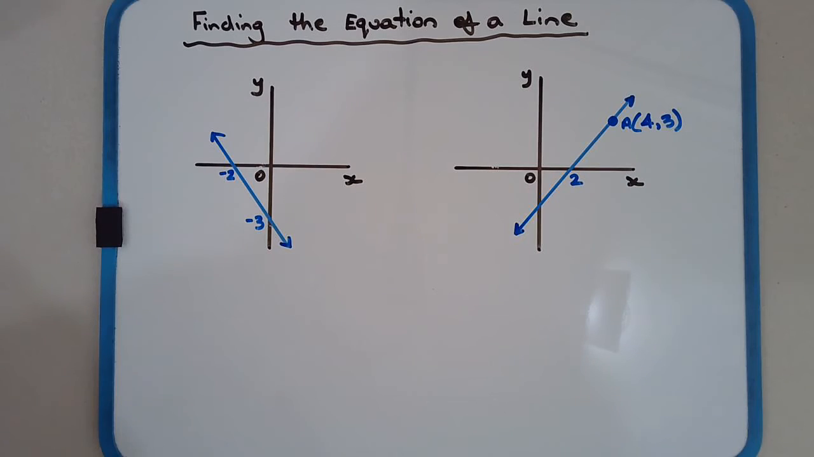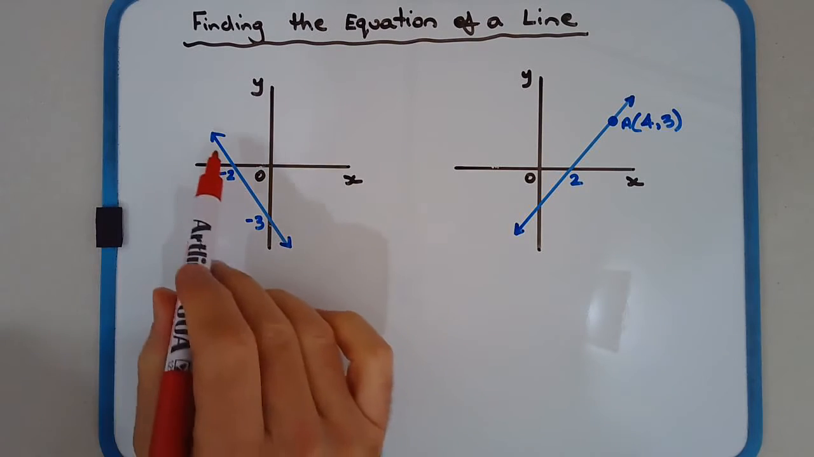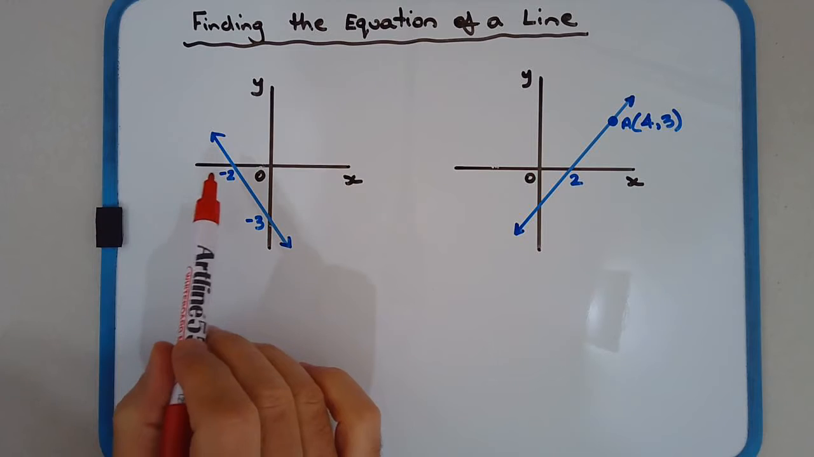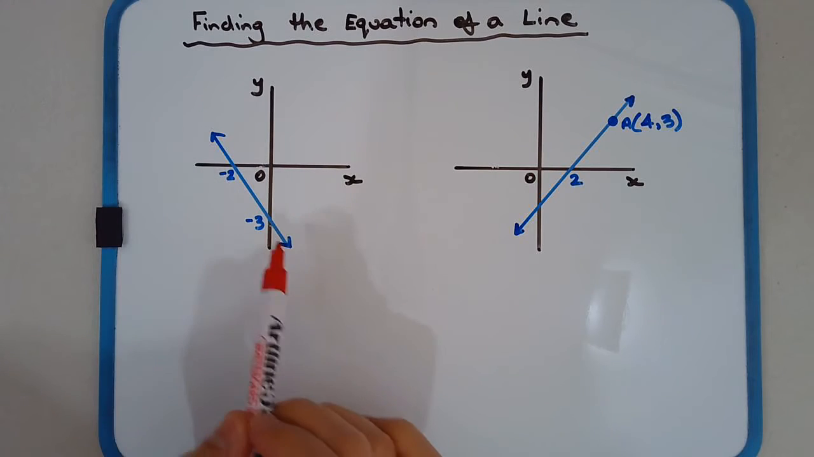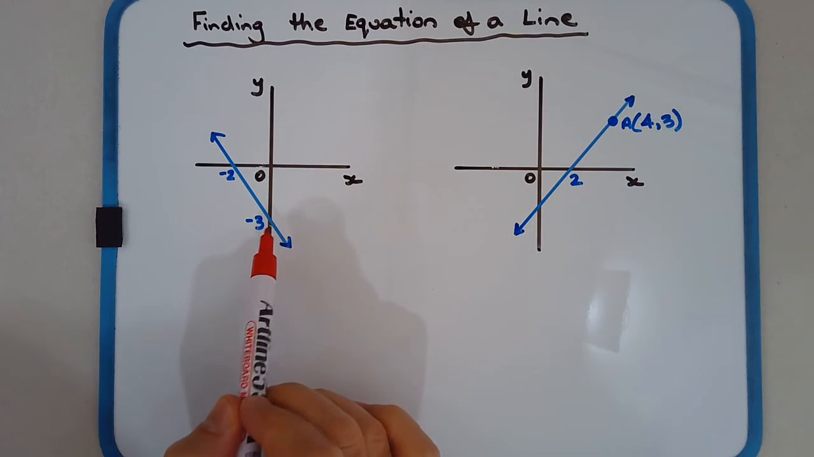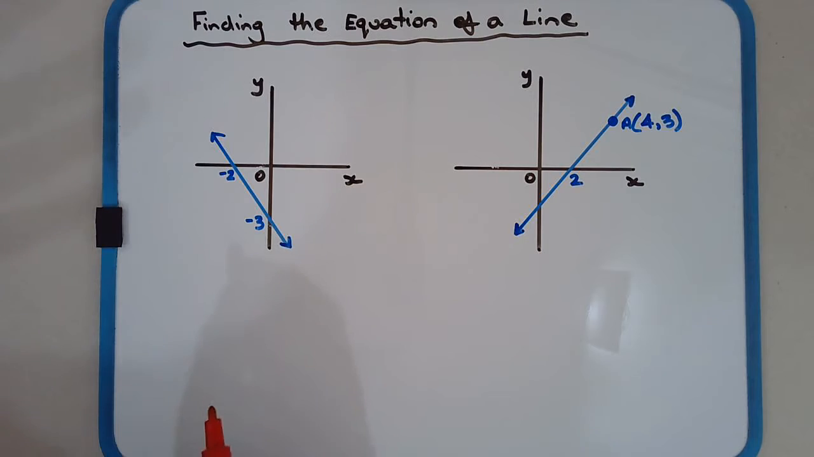In this video, we're going to look at finding the equation of a line, and I'm just going to use two examples to demonstrate the principle. So let's have a look at the first one. We need to find the equation of this line, and it passes through an x-intercept of -2 and a y-intercept of -3. So the first thing maybe we could look at is let's find the gradient.